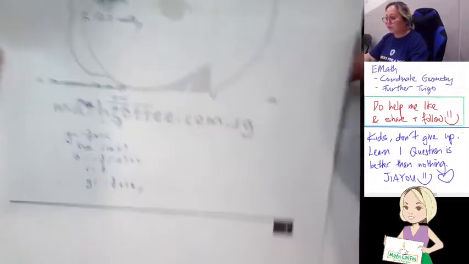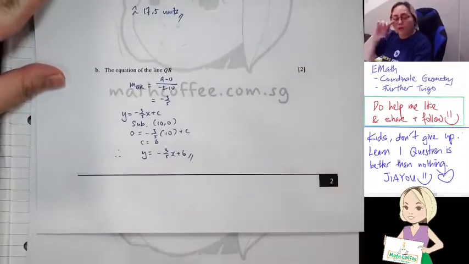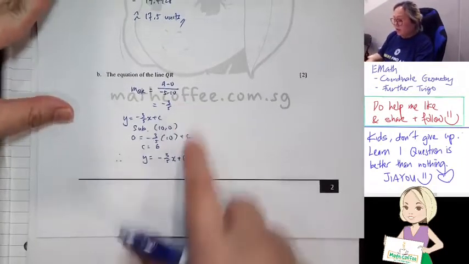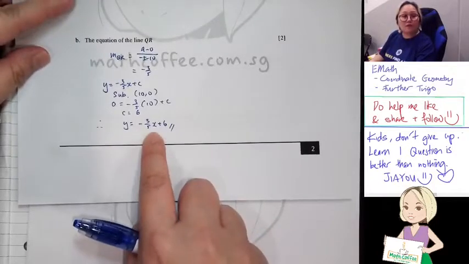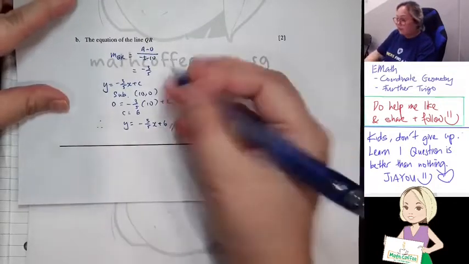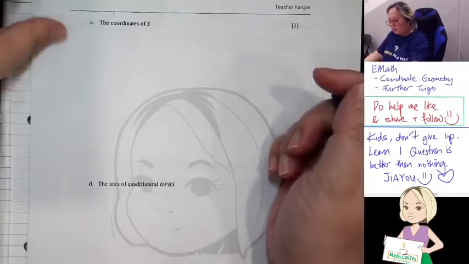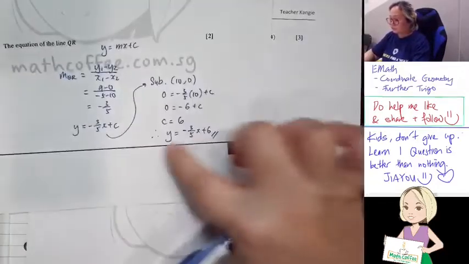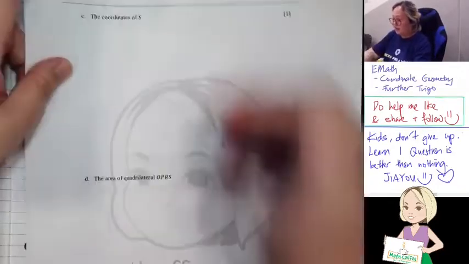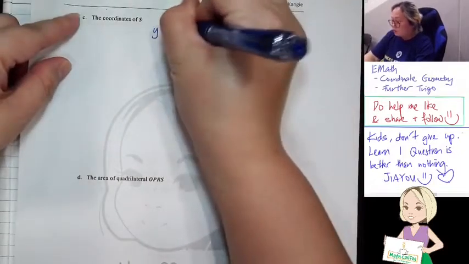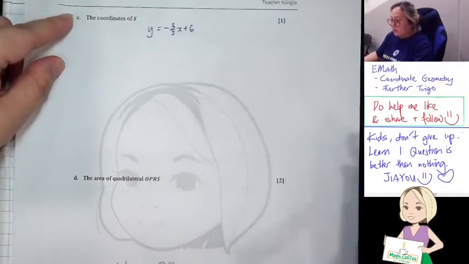This is set 3 coordinate geometry. So you look at this: y equals to minus 3/5 x plus 6, correct? This plus 6, I'm going to write behind here. So y equals to minus 3/5 x plus 6.